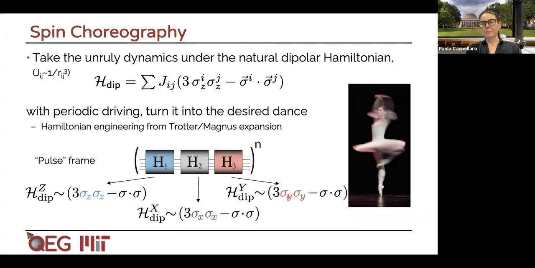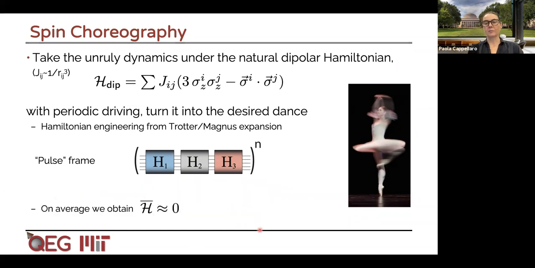If I sum them up, as if I were able to do a classical sum of the argument of my exponential of my evolution, it will give rise to a 0 Hamiltonian, because Z plus X plus Y gives me exactly 3 times this sigma dot sigma. And so on average, we obtain a 0 Hamiltonian, which is the desired result of dynamical decoupling. Of course, this is not perfect because I have higher order terms, in addition to, of course, also errors.